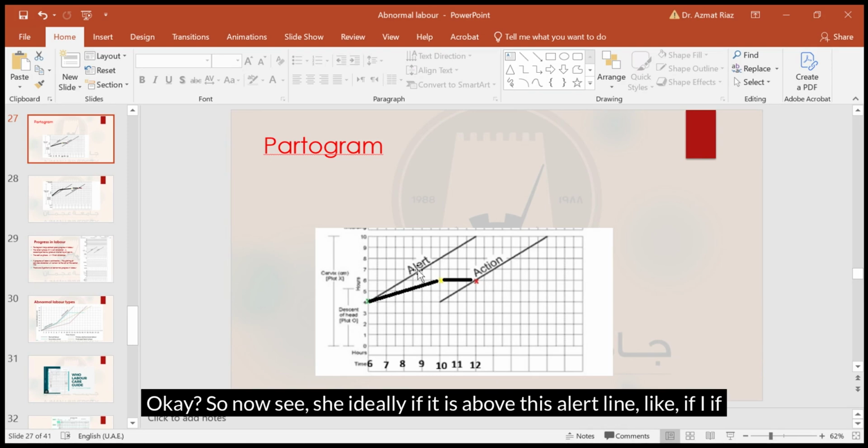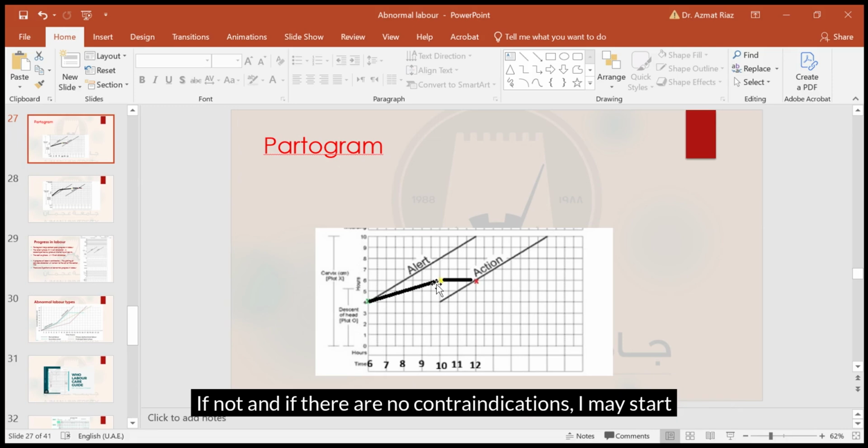Now, if it were above this alert line, like if this yellow point was somewhere here, it would have been great. But now this has crossed the alert line, which means I need to reassess the patient. How will we reassess? I have to keep in mind the three P's. What were the three P's? First is power. So I will recheck, is she having enough contractions? If not, and if there are no contraindications, I may start augmentation by oxytocin. That's one P.